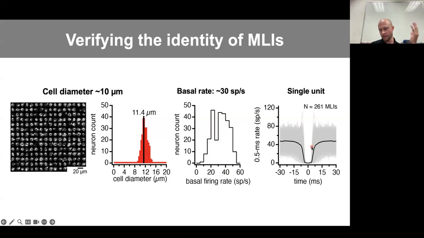And lastly, and really importantly, since this is one photon imaging, we can assess whether or not these are single units, as one has to do with recordings from multiple cells. And when we take the autocorrelograms of these cells, we find that there are very few spikes around time zero, suggesting that these cells that we're recording from are actually single units.